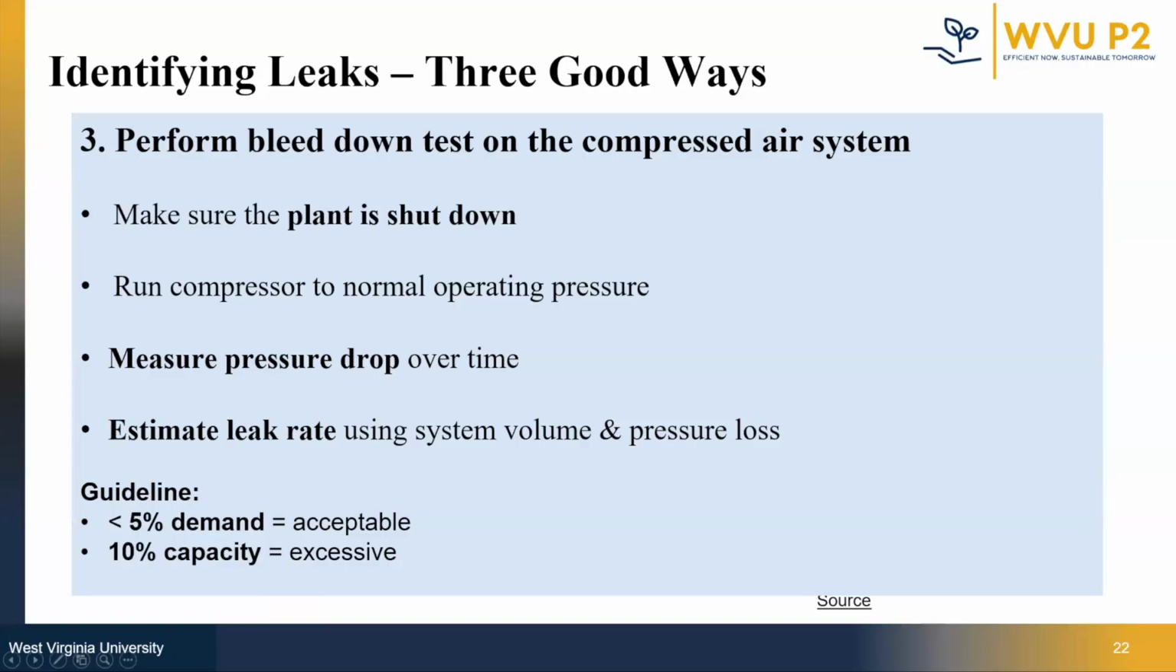So far, we have looked at spotting leaks with inspection and tagging them for follow-up. But what if we want to measure the overall impact of the leaks in our system? That is where the bleed down test comes in. Think of it like a health checkup of your compressed air system. Here is how it works. With the plant shut down, we need to pressurize the system to normal operating pressure, then simply monitor how quickly the pressure drops over time. This gives a direct estimate of your total leak rate. It is a powerful diagnostic tool because it tells us just how big the problem really is.